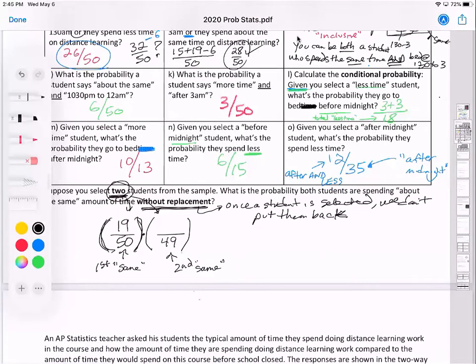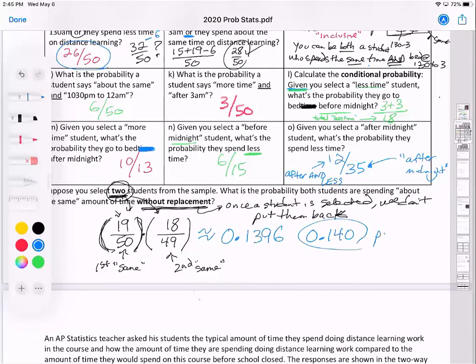And how many of those 49 would spend the same amount of time? Well, it's not 19 anymore, right? Because we just picked one of those 19. So really we have 18 students left over. So we multiply 19 out of 50 times 18 out of 49. And the answer that I get, 0.1396, rounded to 3 decimal places would be 0.140. So that's our probability.